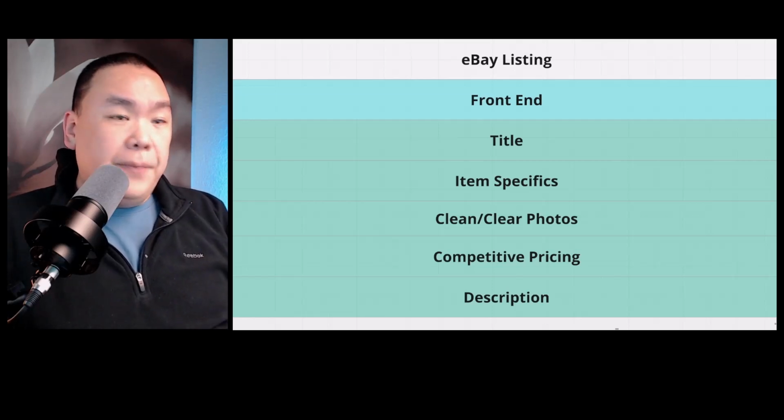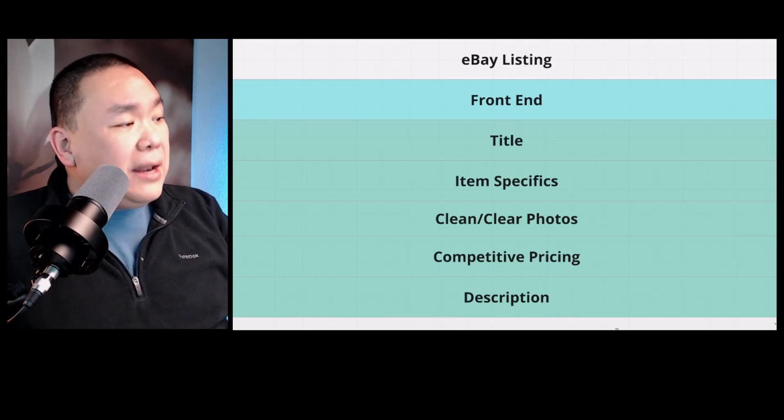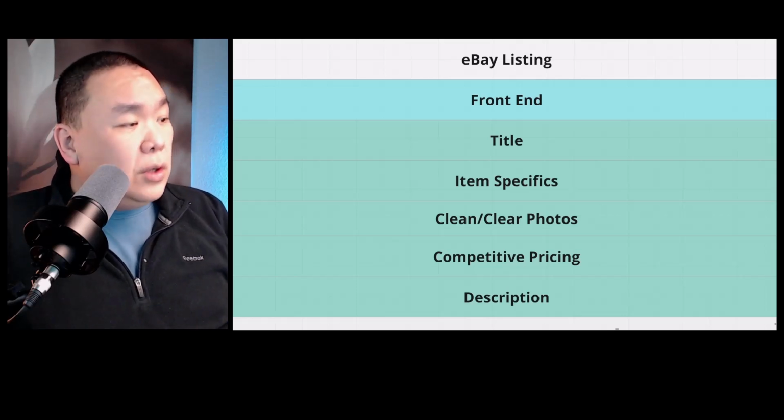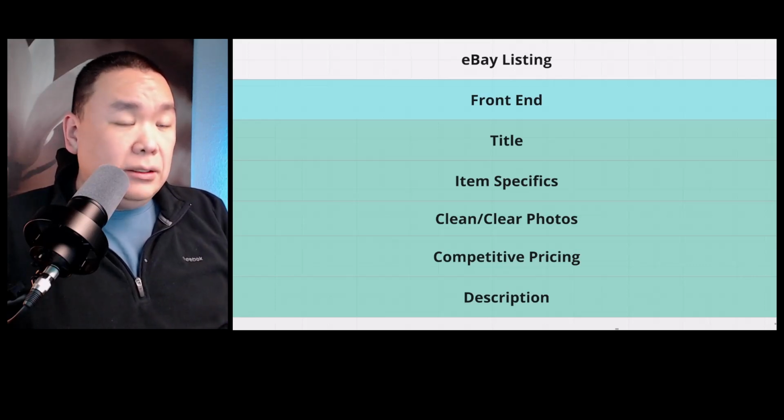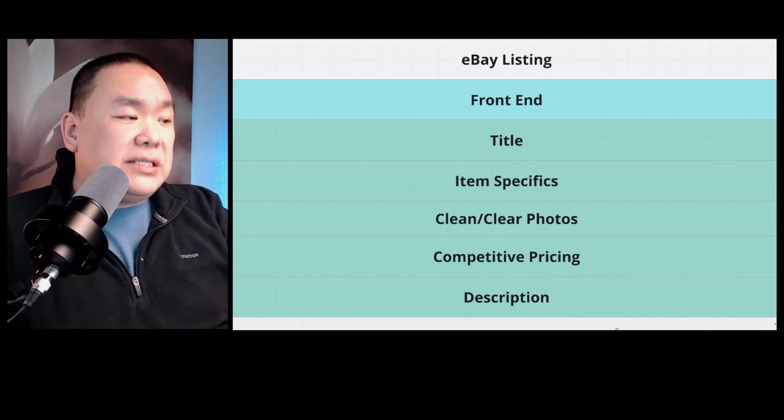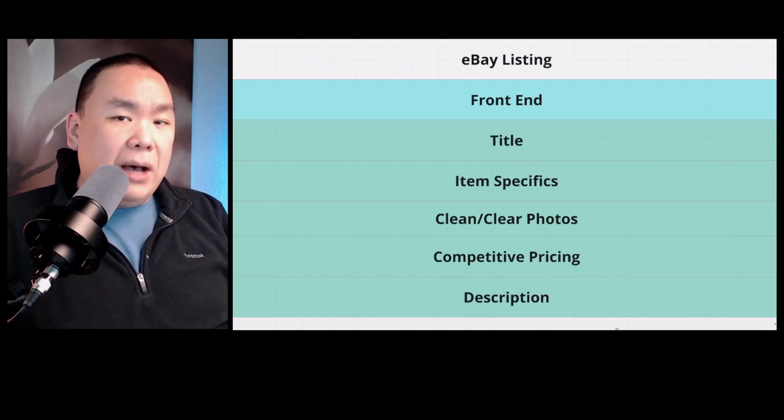The next key component is the price. So competitive pricing is crucial. Your price influences where your listings appear in search results and whether buyers see it as a good deal or not. So factor in the perceived value. It's not just about being the cheapest.